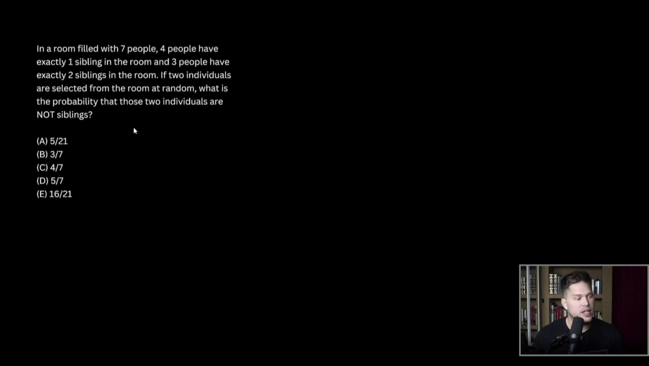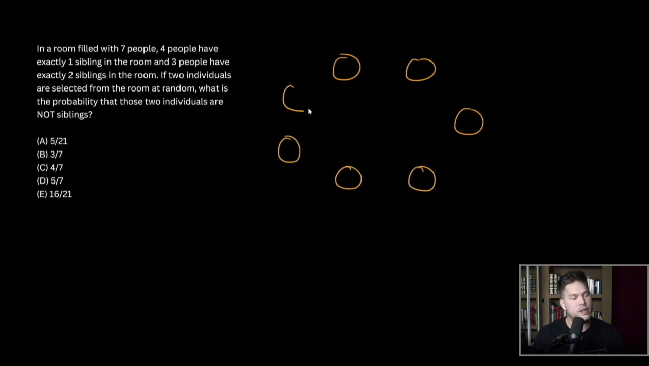In a room filled with 7 people, 4 people have exactly 1 sibling, and 3 people have exactly 2 siblings. If 2 individuals are selected at random, what is the probability that those 2 people are not siblings? Okay, so let's draw a picture to see what's going on here. We have 7 people in a room. 1, 2, 3, 4, 5, 6, 7. So we have 7 people in this room.